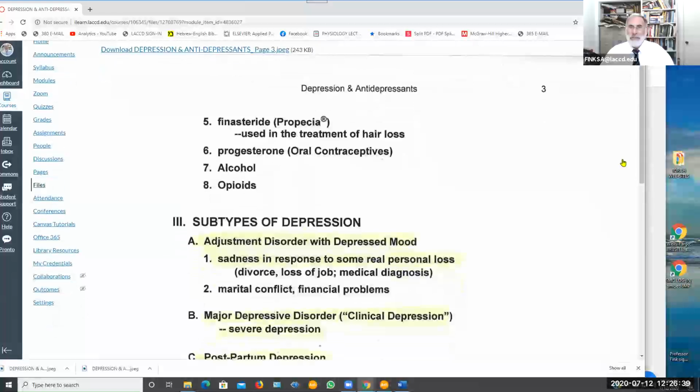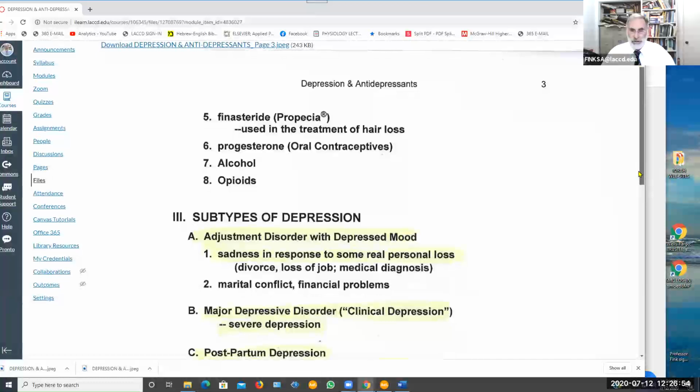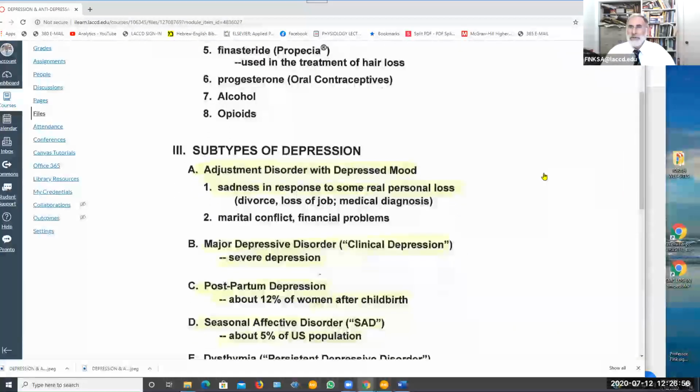We've listed on the top of page 3 other drugs that can also lead to depression. And I'll just mention progesterone, which is found in birth control pills, oral contraceptives, can lead to emotional effects, including depression.